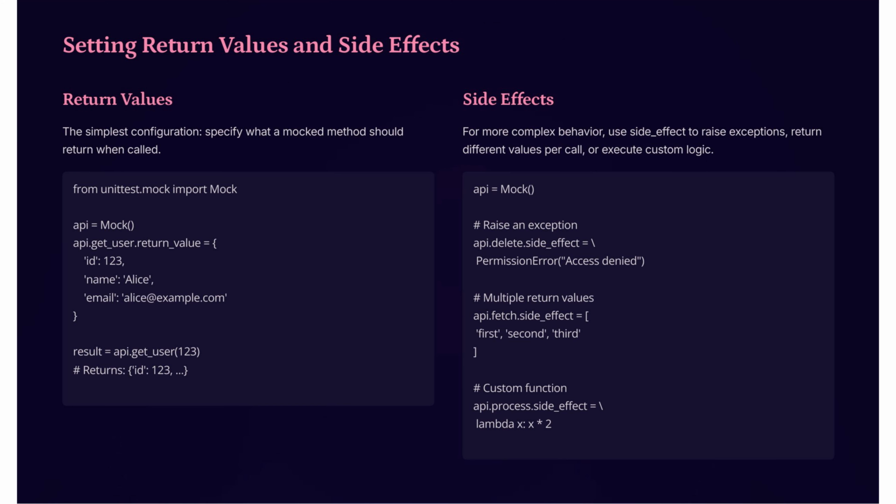Setting return values in mock objects is straightforward. Use return_value to define what a method should return. For more complex scenarios, side_effect allows raising exceptions, returning different values per call, or executing custom logic. This flexibility is crucial for simulating diverse behaviors in testing environments.